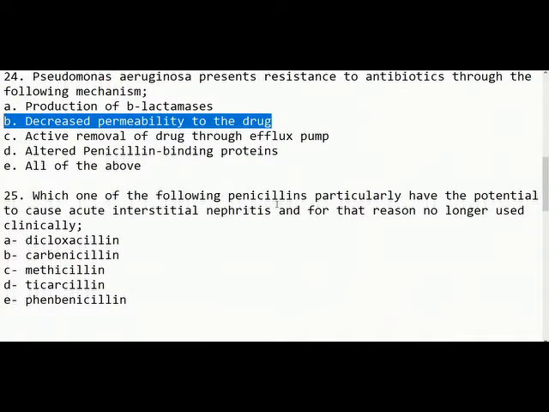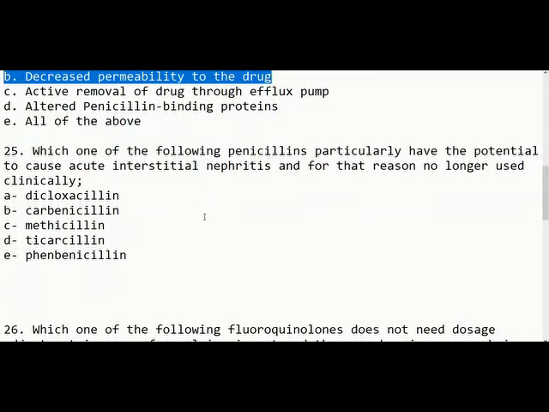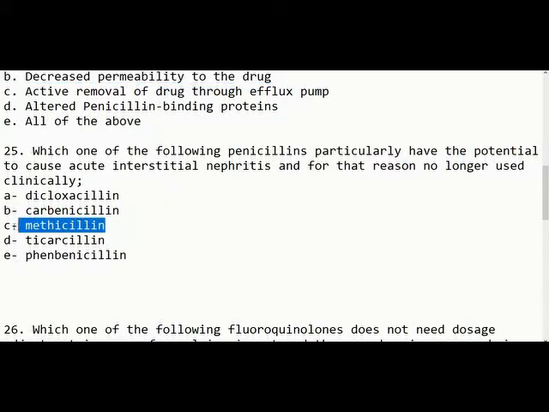Now moving on to the fifth MCQ of this video: which one of the following penicillins particularly have the potential to cause acute interstitial nephritis and for that reason no longer used clinically. Actually, among the following penicillins, one is such that has the potential to cause acute interstitial nephritis. We have to identify that penicillin. So options are there: dicloxacillin, carbenicillin, methicillin, ticarcillin, fenbenicillin, and the correct option is methicillin. So now we know which penicillin causes acute interstitial nephritis. The correct answer is C, methicillin.